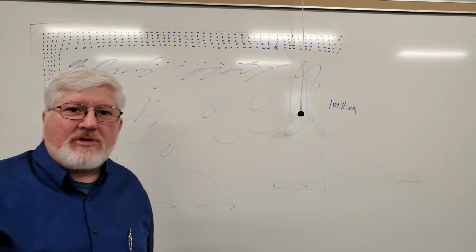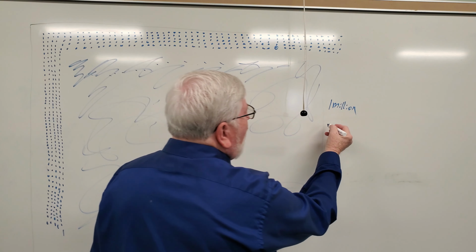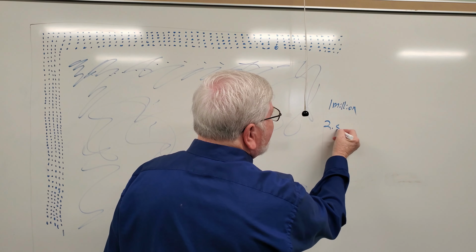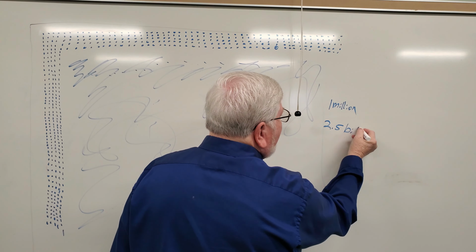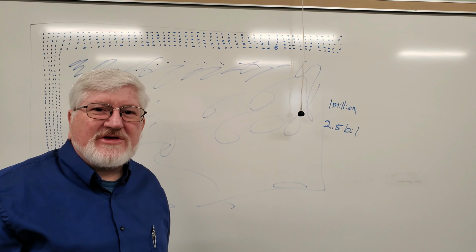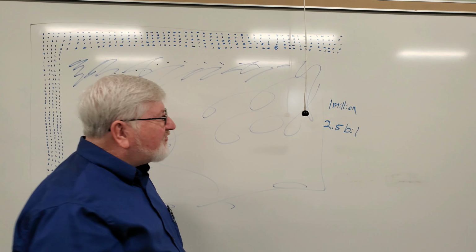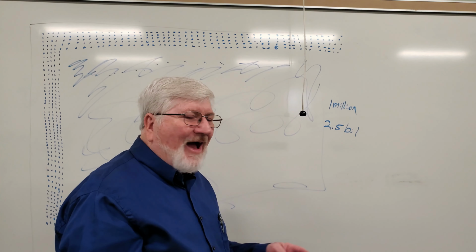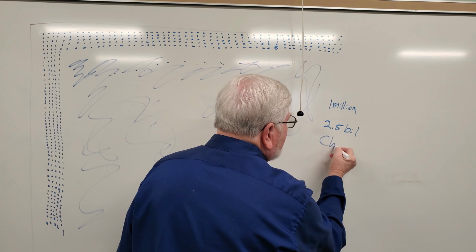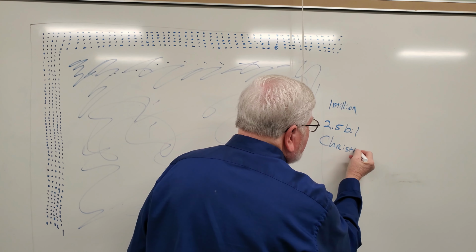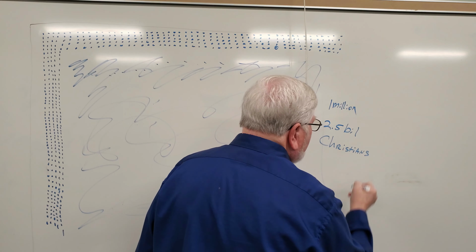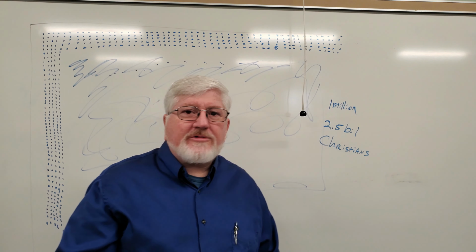If each one of these little dots is worth 1 million people, then all of these dots would be representative of 2.5 billion people, which is about how many Christians there are on earth right now.